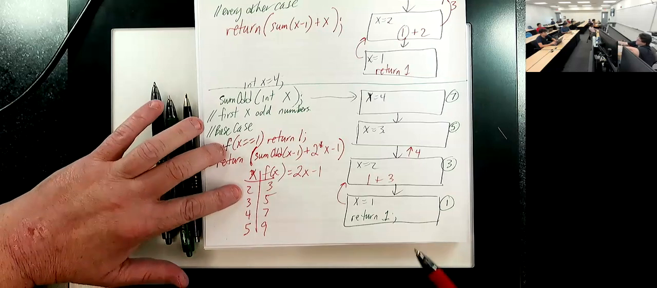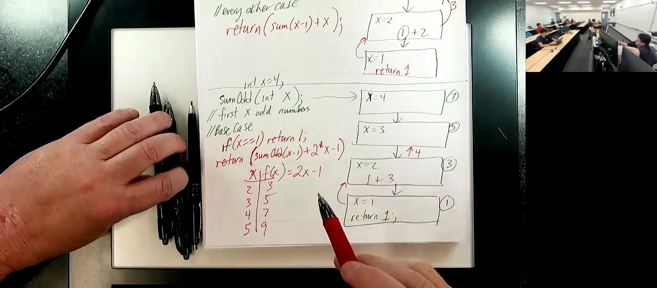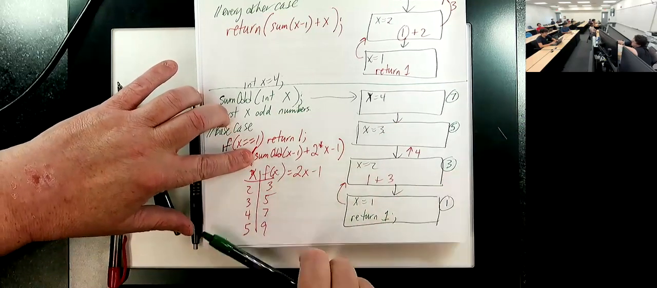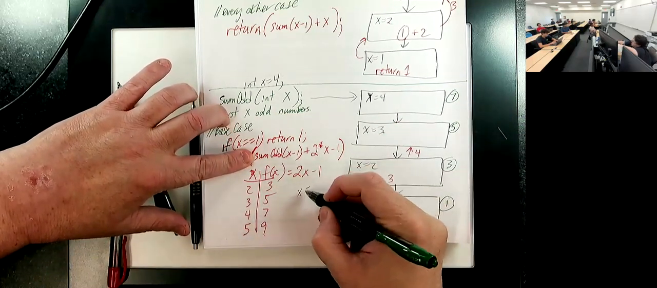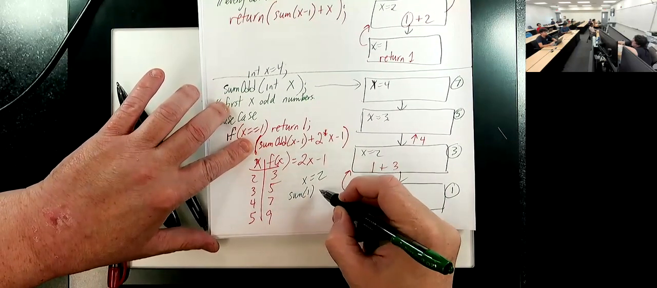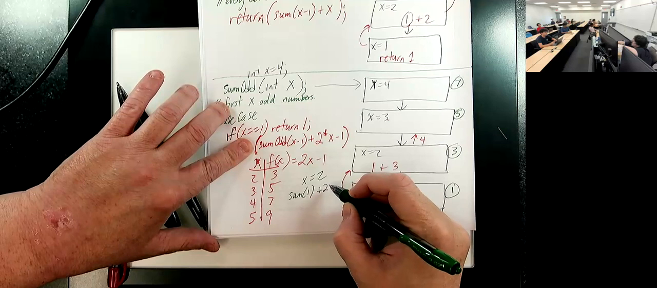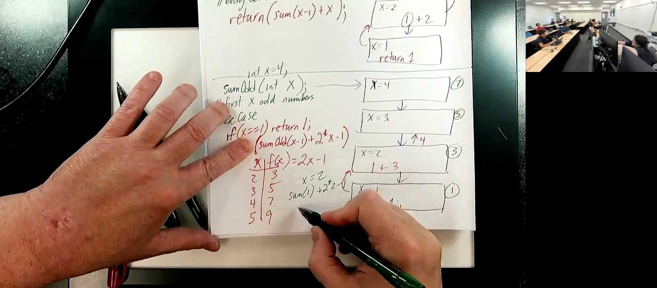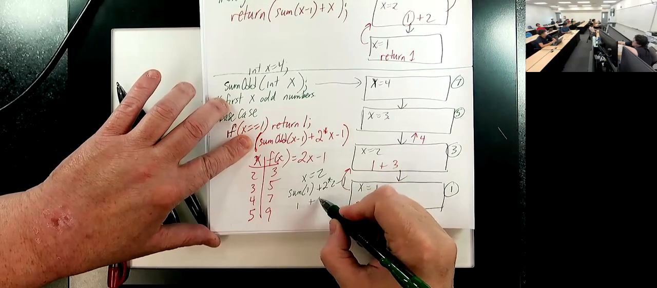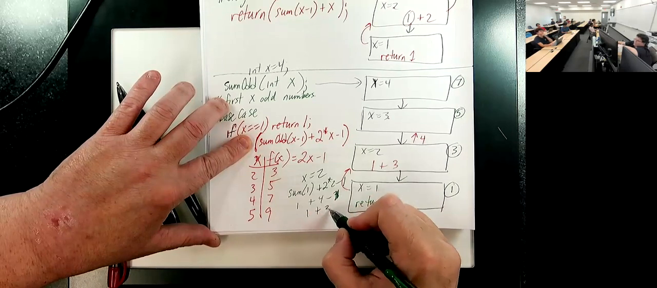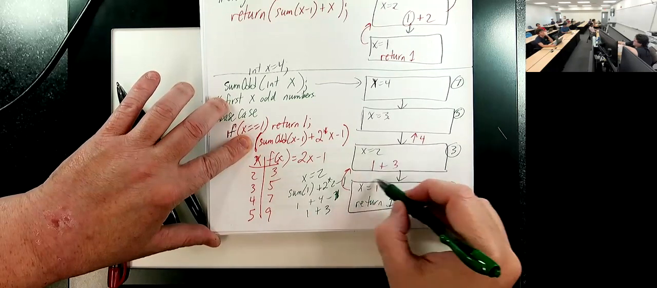Is that working? Let's check it. If I stick in x equals 2, does this process work? I'm getting sum odd, when x equals 2, I have sum odd 1 plus 2 times 2 minus 1. This one is a 1. This is plus 4 minus 1, sorry. I'm getting 1 plus 3. That is what I'm getting.